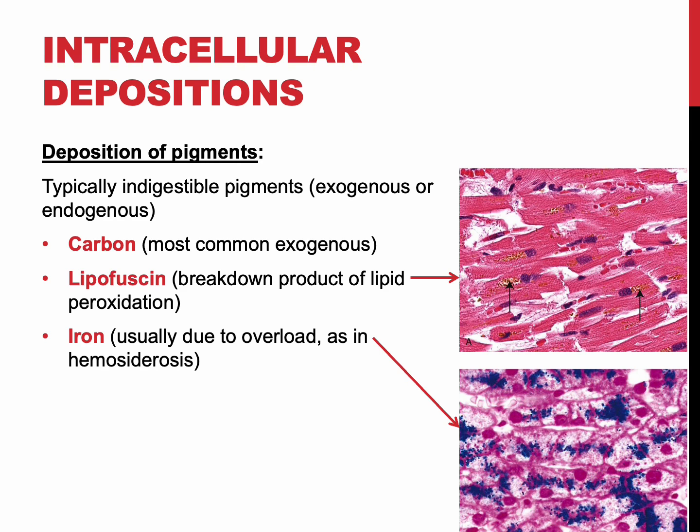lipofuscin, which is a breakdown product of lipid peroxidation, as you can see here on the image on the top right by the arrows. And you can also see deposition of iron, often due to iron overload, as we can often see in hemosiderosis, which is due to excessive iron. And as you can see on the image on the bottom right, you can see these purple iron deposits.